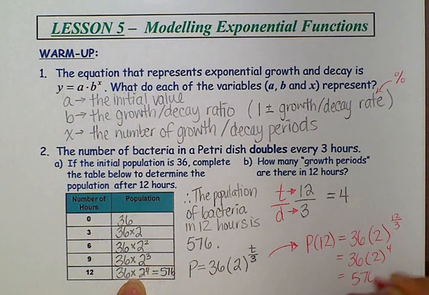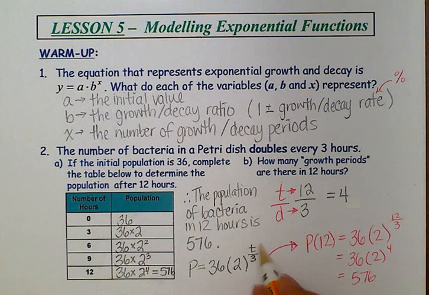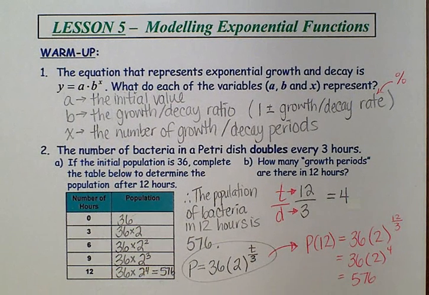And lo and behold, you'll see that looks exactly like the question that we had earlier in the table. And that's 576 bacteria. So we're going to look at how to write different equations when the amount of time it takes for something to double or triple or whatever the problem may be is not just a single amount, like an hour or a year. Instead, it's over several hours or several years.